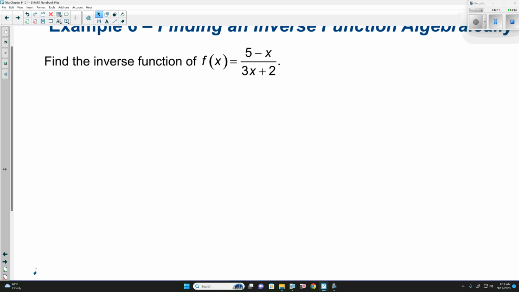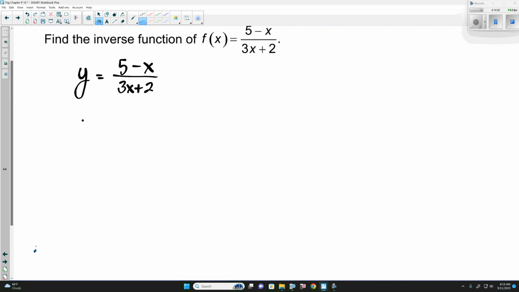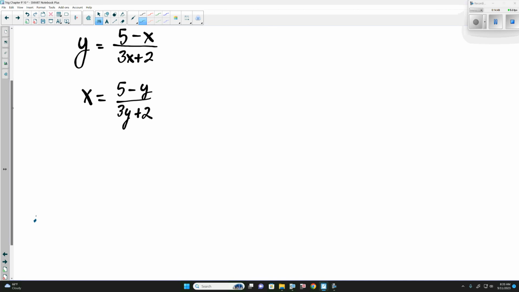Now, the steps are still the same. If I want to find the inverse, the first thing I want to do is rewrite f of x as y. That's the first main step. Rewrite f of x as y. Second step is to switch x and y. Now, unlike most of the ones that y'all have done before, where we had one x, one y and just switched it, here, when we switch it, every x becomes y and every y becomes x.